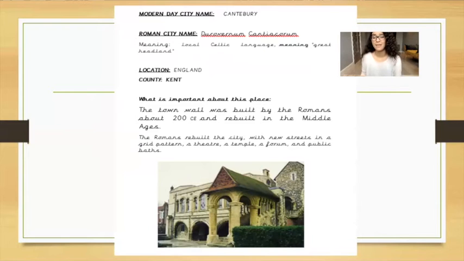Another modern day city name, Canterbury. The Roman city name for it was Dura Vernum Cantiacorum, the meaning, local Celtic language meaning great headland. Location is in England, county is Kent. What is important about this place? The town wall was built by the Romans around 200 CE and it was rebuilt in the Middle Ages. The Romans rebuilt the city with new streets in a grid pattern, a theatre, a temple, a forum, and public baths. A forum is a place where people can gather and discuss important issues.